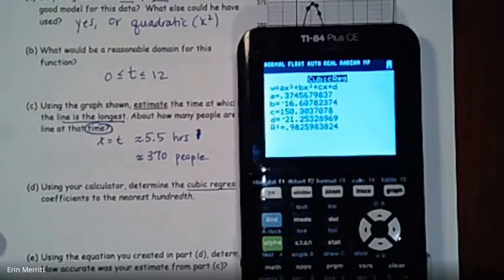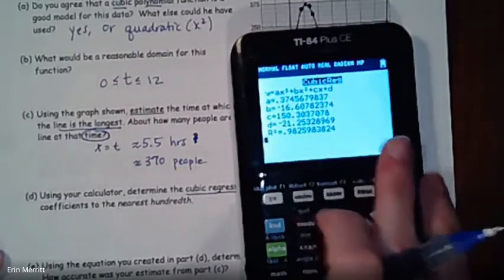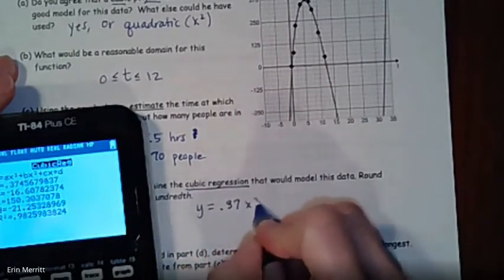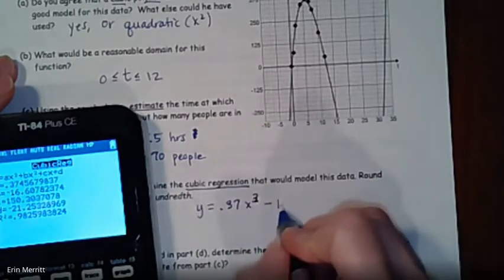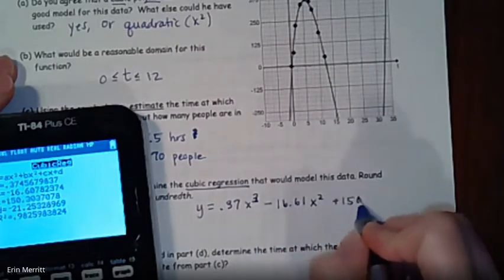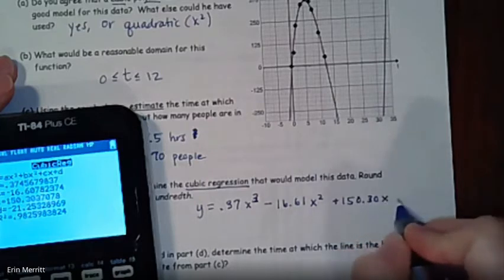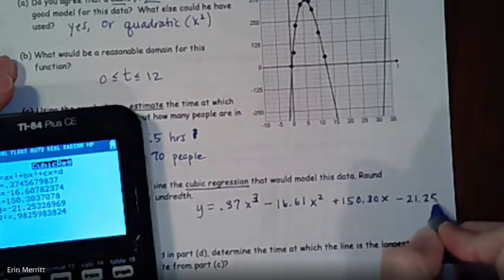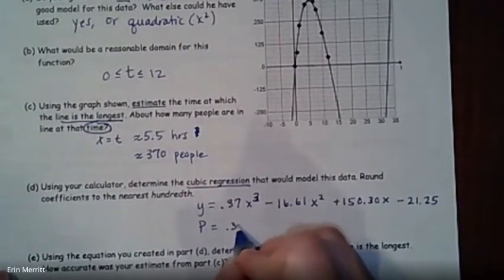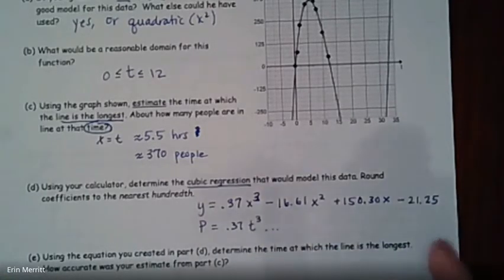All right, you can see the more data points, the messier this is going to get. It says to the nearest hundredth, so to 2 decimal places, let's record this. So it should be 0.37x cubed, minus 16.61x squared, plus 150.30x, minus 21.25. Now I wrote x's and y's. Technically, this is p, and then this is t, and so on. All right. Either is fine. It's not a big deal.